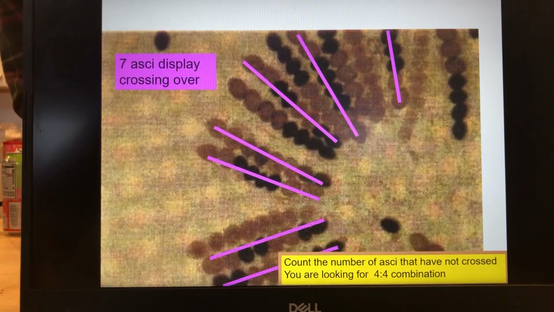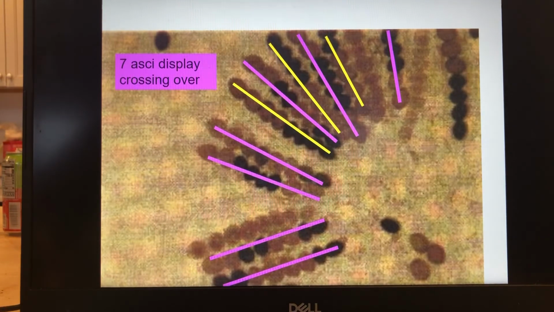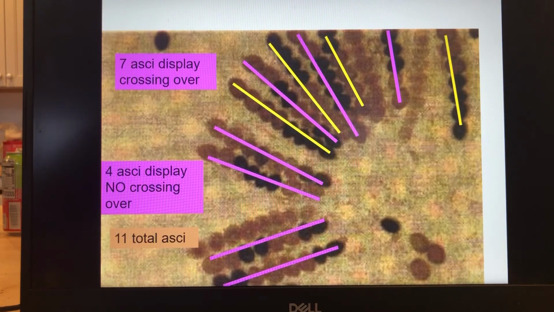And then the ones that haven't crossed over, that's in yellow. And there we go. All the ones in yellow are, thank you. That was very nice. Joe came through. We have 4, Joe and Tristan.